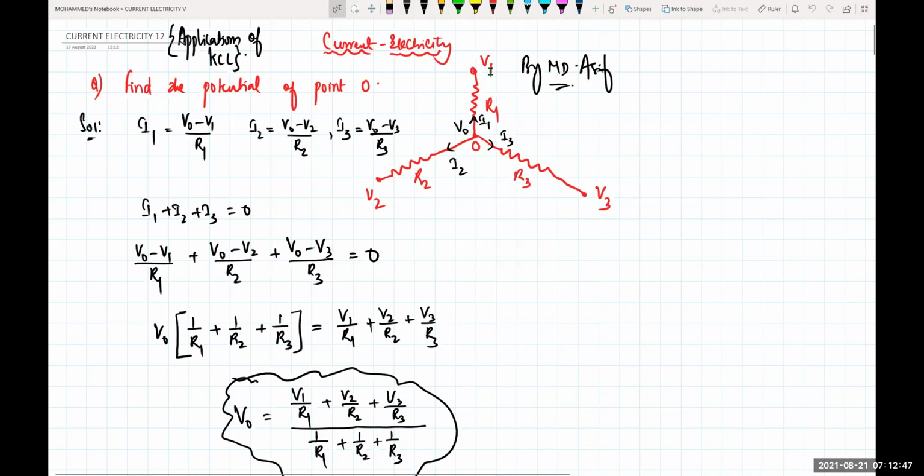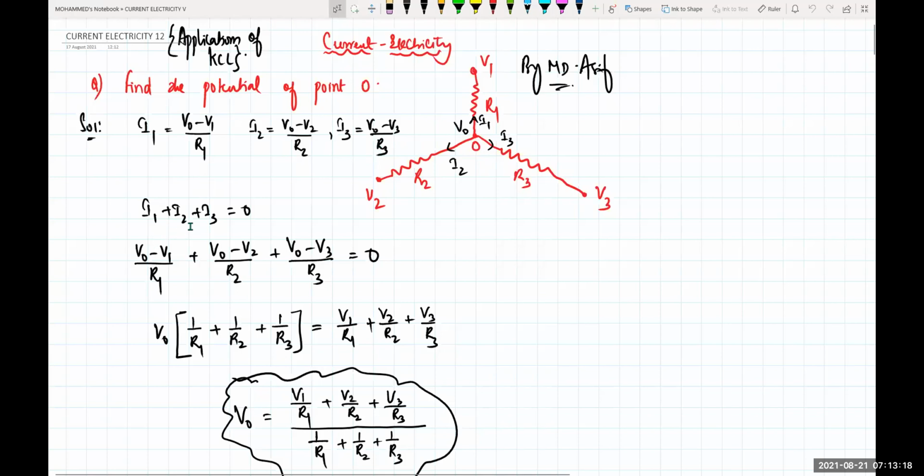So how do you calculate the value of I1? From Ohm's law, I is equal to V by R. V is the potential difference, V0 minus V1, divided by R from here to here. At O, the potential is V0 and at the other end the potential is V1. So I1 is equal to (V0 minus V1) divided by R1. In the same way, I2 will be equal to (V0 minus V2) divided by R2. Same way I3, (V0 minus V3) divided by R3.